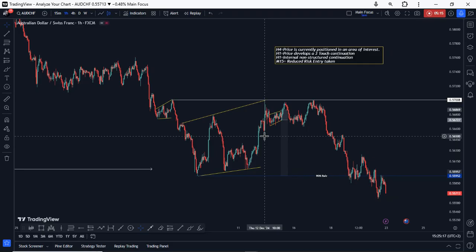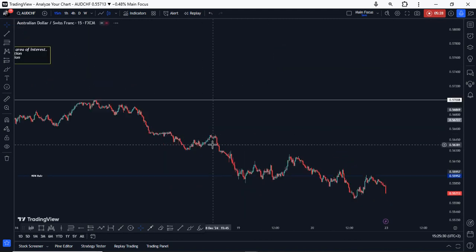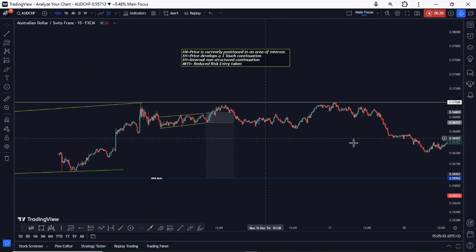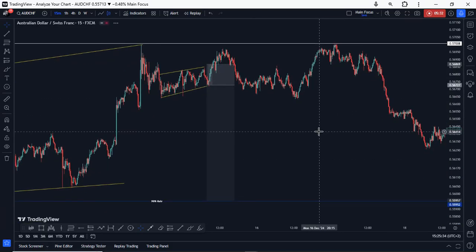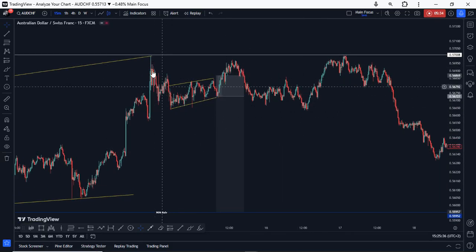It was part of my plan, but because of my positioning, it wasn't quite good, and there wasn't a good sequence. The sequence wasn't typical at all. Look at this, this is messy, and then I was looking into this continuation, and I took a reduced risk entry, and I was taken out for a loss.